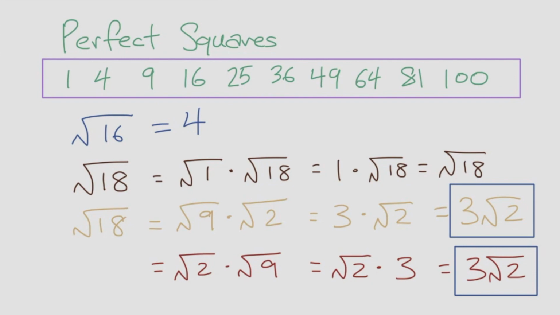So there you have it. This is how you find the fully simplified form of any positive square root.